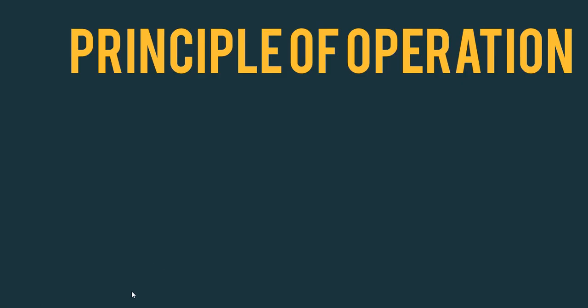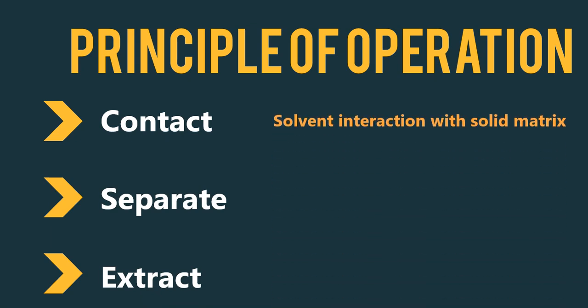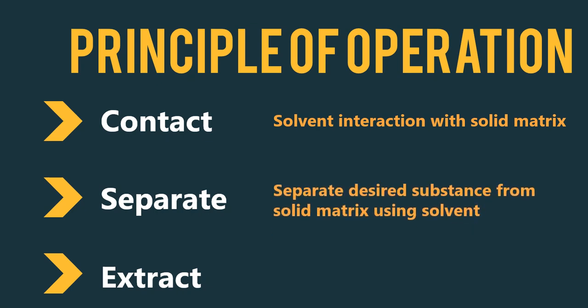Now, what are the principles of operation behind leaching? So, we have to consider the contact, the separation, and the extraction process. Now, when we speak of the contact, it refers to the solvent interaction with the solid matrix. So, it will selectively take out the solute from the solid matrix. When we speak of separation, it will now separate desired substances from the solid matrix using the solvent.